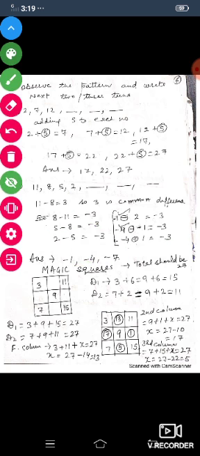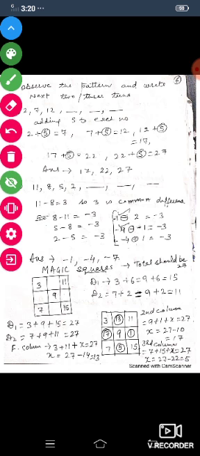The next one is magic squares. In this question we have to find out the total number. The total should be 27, whether it is diagonal, row or column wise. Now class, let us check it through diagonals. 3 plus 9 plus 15 makes 27. 7 plus 9 plus 11 will also make 27.